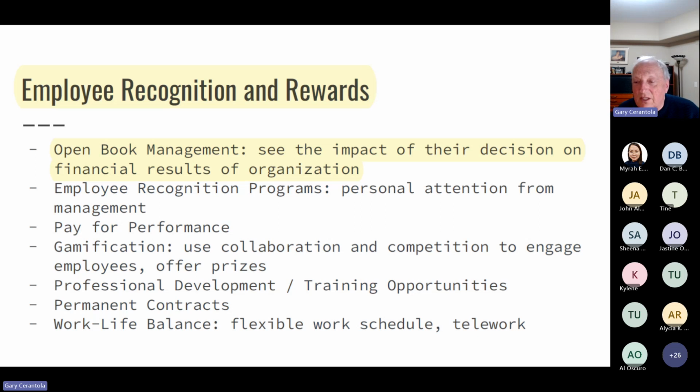Gamification, so using collaboration and competition to engage employees, offering prizes and whatever. I know at TELUS we had a recognition program where we would get points, and then we could go to a catalog and pick out a reward like a telescope or whatever, and that worked pretty good. And then professional development and training opportunities, permanent contracts, and then understanding work-life balance.